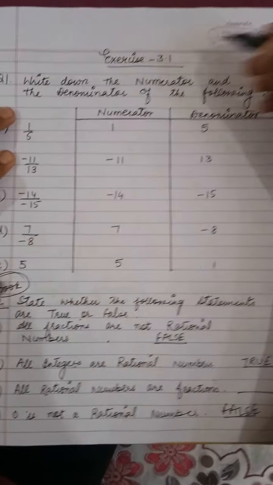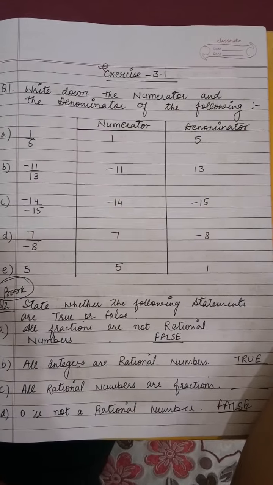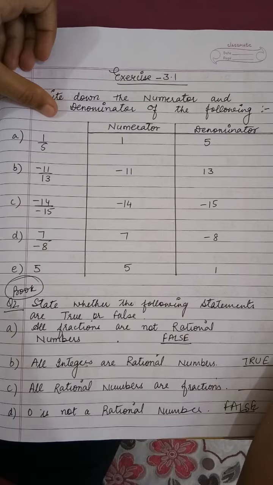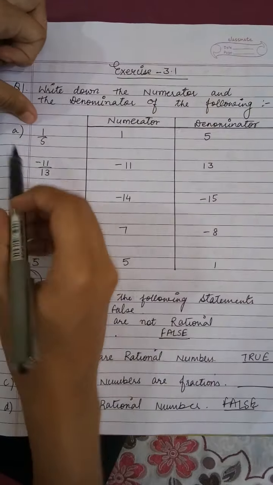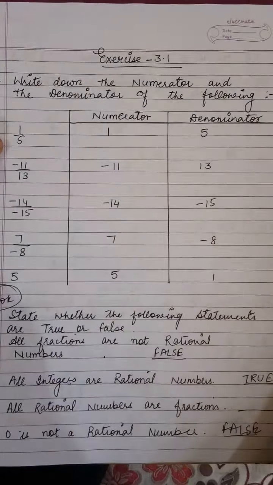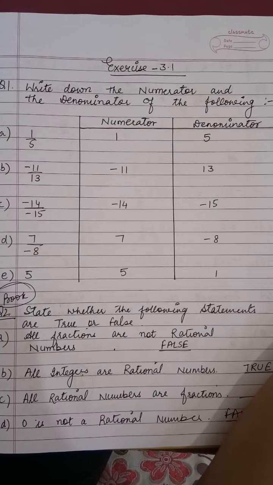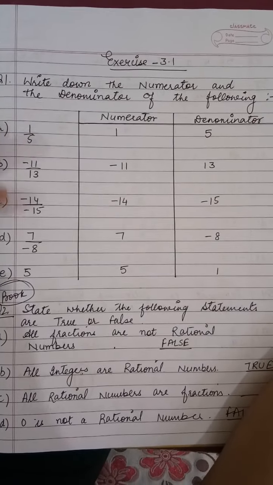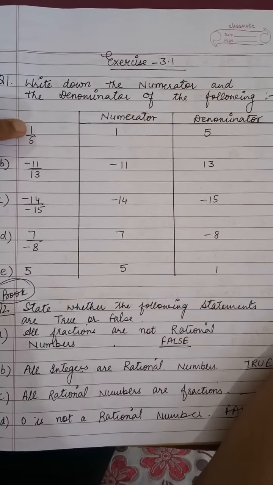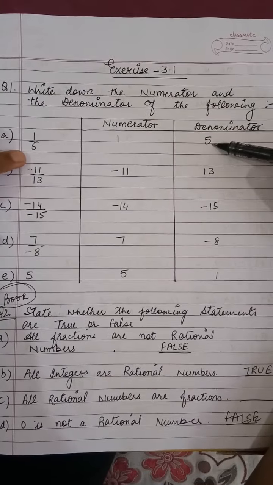Let's move to exercise 3.1. In 3.1, question number 1, you have to write the numerator and the denominator. So the first part is 1 upon 5. This is a very easy question. You just have to tell what the numerators and denominators are. In the first part, 1 is the numerator and the denominator is 5.